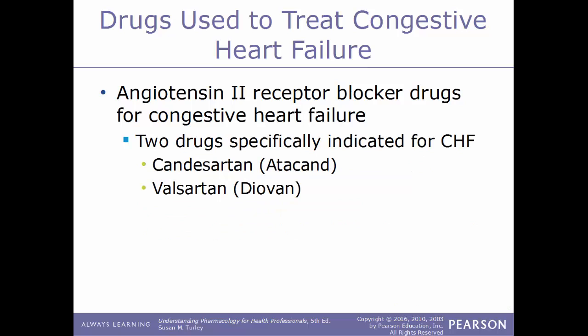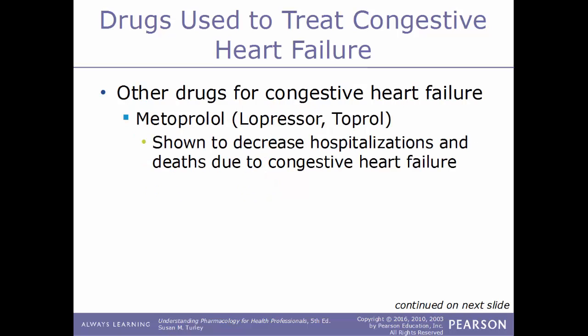There are two drugs that are specifically indicated for congestive heart failure that are classified as angiotensin II receptor blocker drugs, and those are candesartan, which is known by the trade name Atacand, and valsartan, which is known by the name Diovan. Some other drugs that are used to treat congestive heart failure: metoprolol, known by the trade names Toprol or Lopressor. These are shown to decrease hospitalizations and deaths due to congestive heart failure.